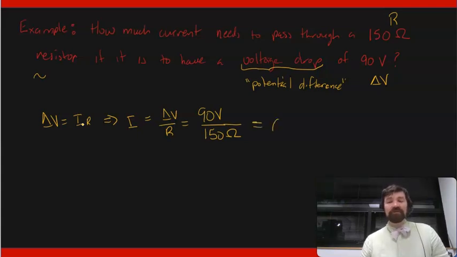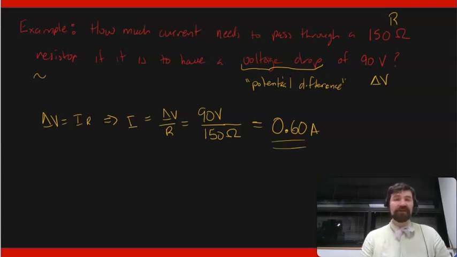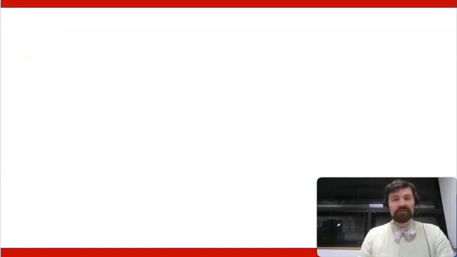And so that should come to 0.60 amps. And so that is how much current would need to flow through this device. The other part of this short lecture is power in ohmic devices, power use, and that kind of thing.